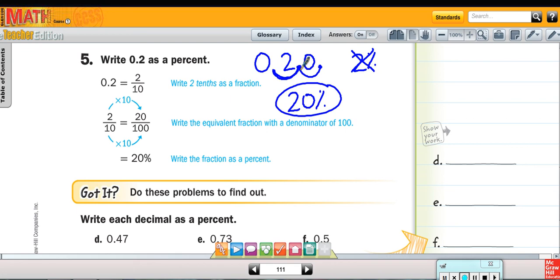That's not an equivalent value. 2% and 2/10 are not the same. So we have to make sure that we multiply by 100 and move it 2 places to the right.